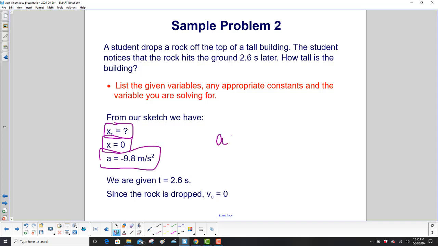So actually, what is a equal to? It's equal to minus g. G, by the way, is always a positive 9.8 meters per second squared. The negative comes in when you're using it as an acceleration and it's pointed down. What else do we have? We have time, 2.6 seconds, and since the rock is dropped, its initial velocity is 0.